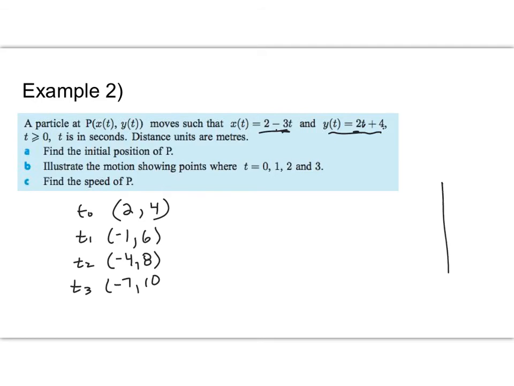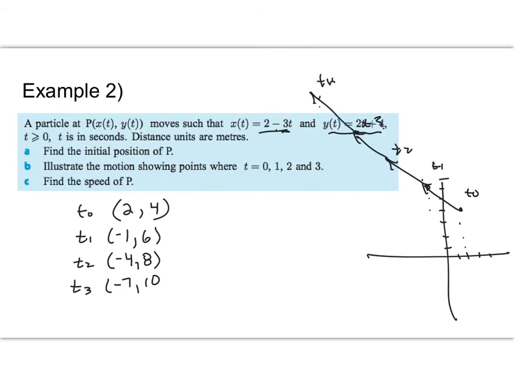If I draw that on a graph, roughly t0, I'd be at 2, 4. I'd start here. At t1, I'd be at -1, 6. So I'd be about here. Could draw that. t0, t1, t2, t3, t4. I apologize for the sloppiness of this graph.